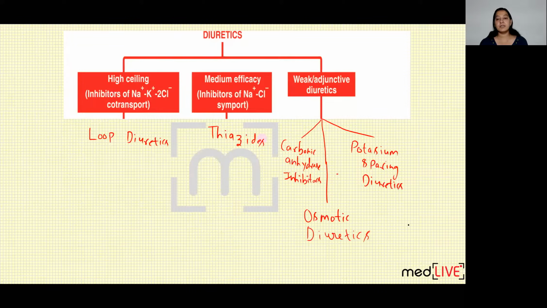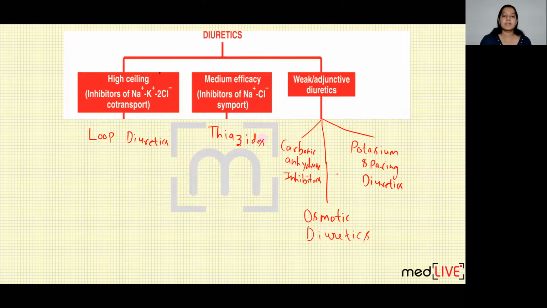After classification, I want to tell you the site of action of all these diuretics in the nephron. Now, obviously, all these diuretics act on the nephron, but the nephron has different parts, that is PCT, loop of Henle, DCT, collecting duct. So, which diuretic acts on which part of the nephron? For that, I will give you a mnemonic, so you will never forget it. Correct?